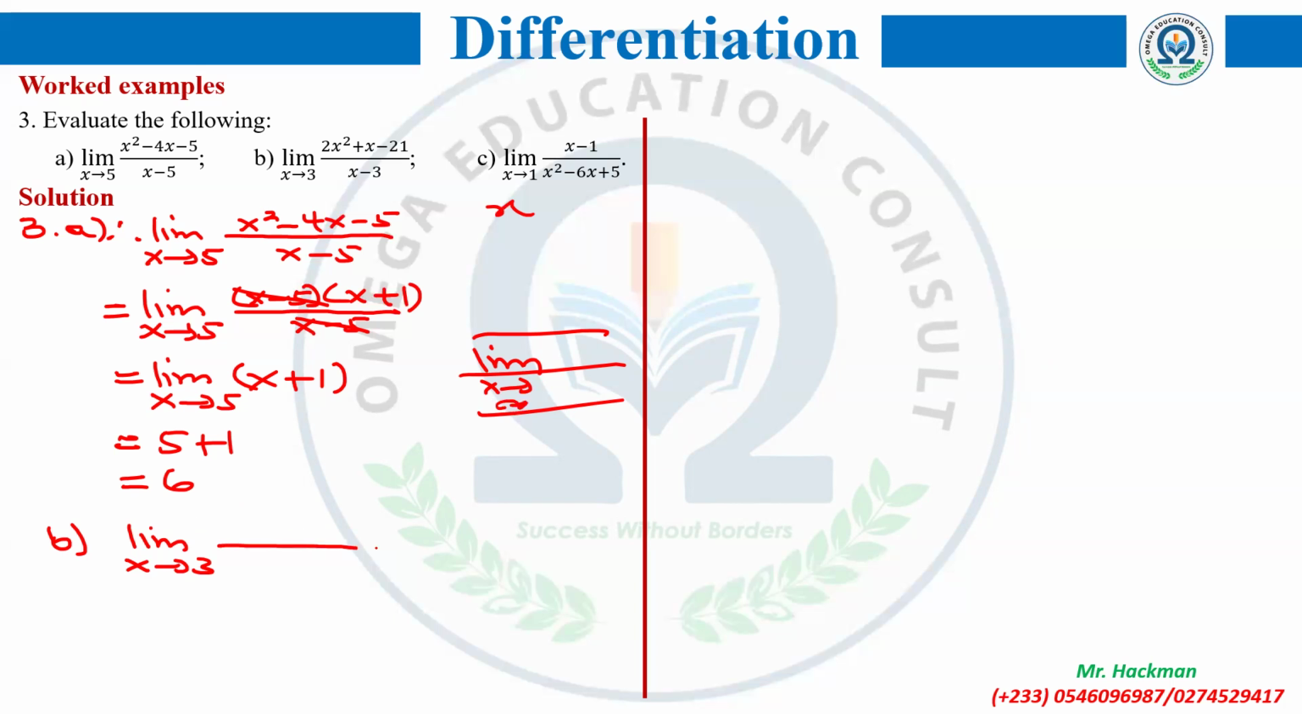So limit of a rational function. My numerator function is 2x squared plus x minus 21. My denominator function is x minus 3. All correct, my professors? Yes, please. Okay, the 21 looks off, but it could be possible.